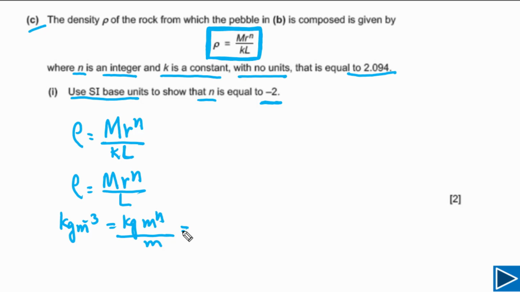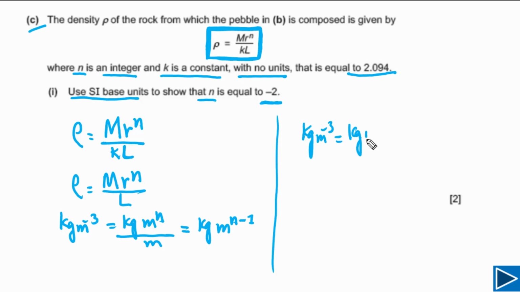Now we can further simplify. We can write down this is kg and m to the power of n, but when you take this to the numerator, its power will be -1, because here is +1, here will be -1. Now we can rewrite this. So we can write down kg per cubic meter. This is equal to kg m to the power of n minus 1.